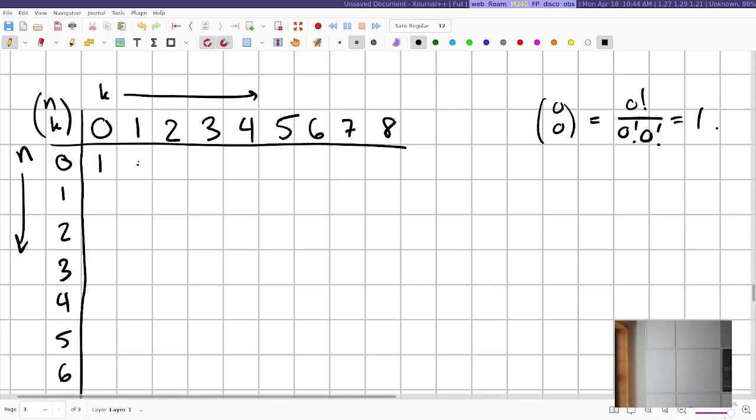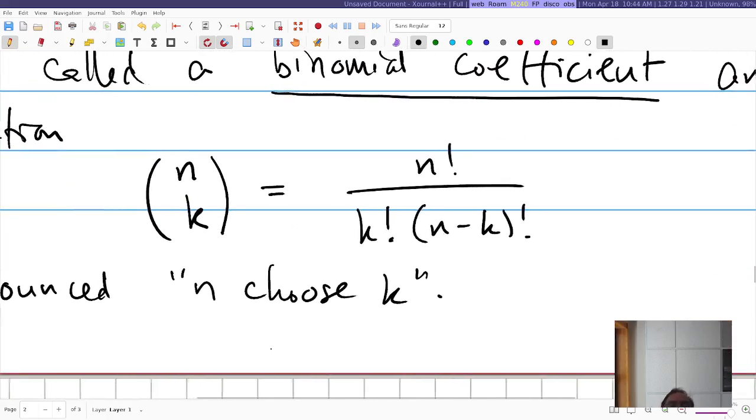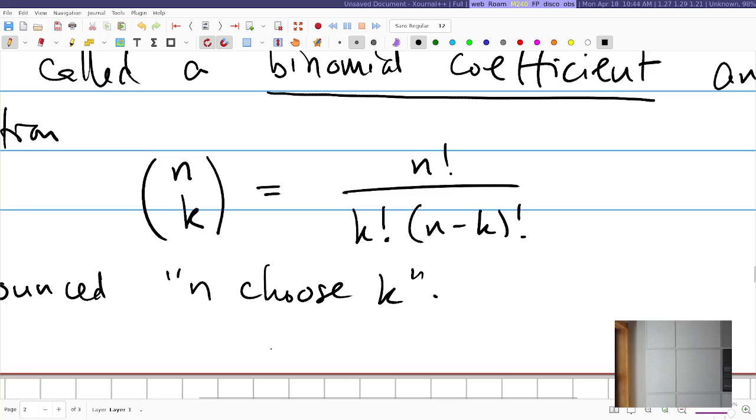So this one here would be 0 choose 1. So n is 0 and k is 1. What would I get in that case? So again, n is 0 and k is 1. Still be 1? How did you get that?